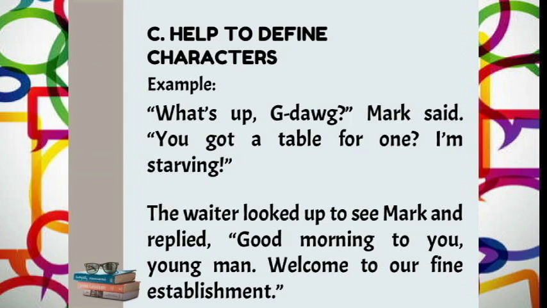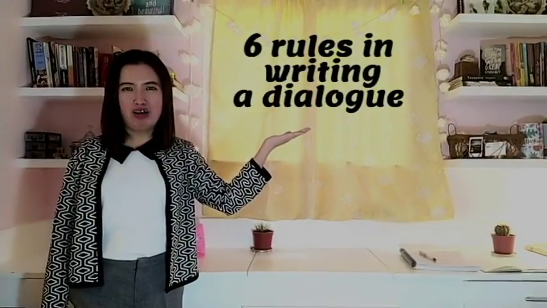Obviously, Mark and the waiter are two different characters, and as a reader, we can tell this by just the way they speak to each other. There are 6 rules in writing a dialogue.